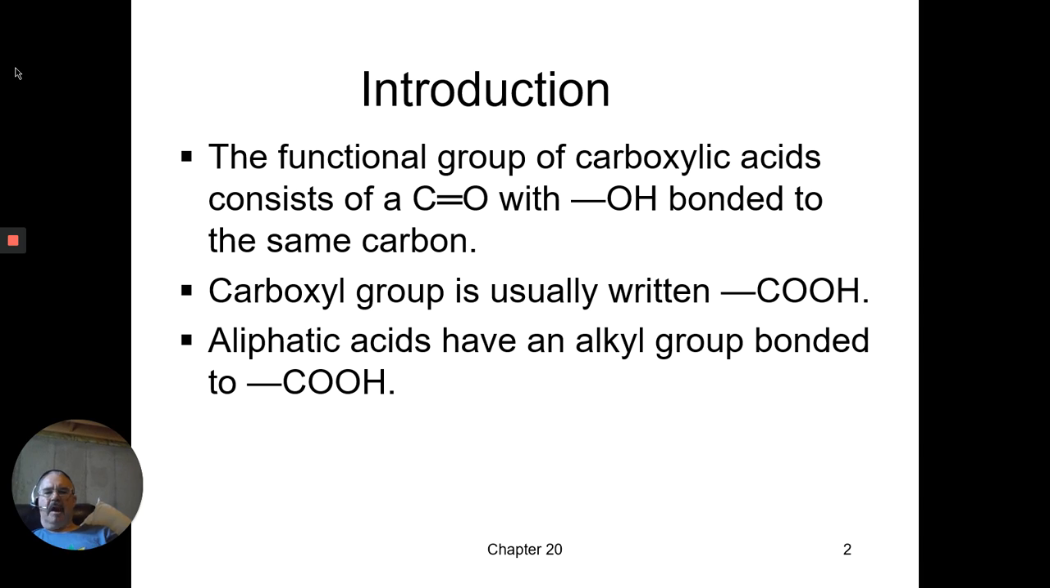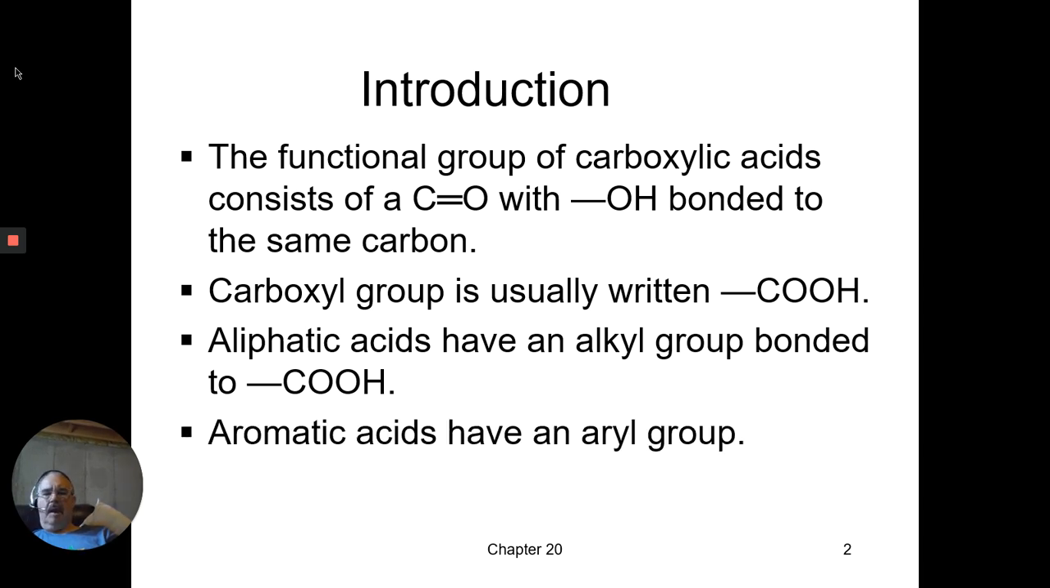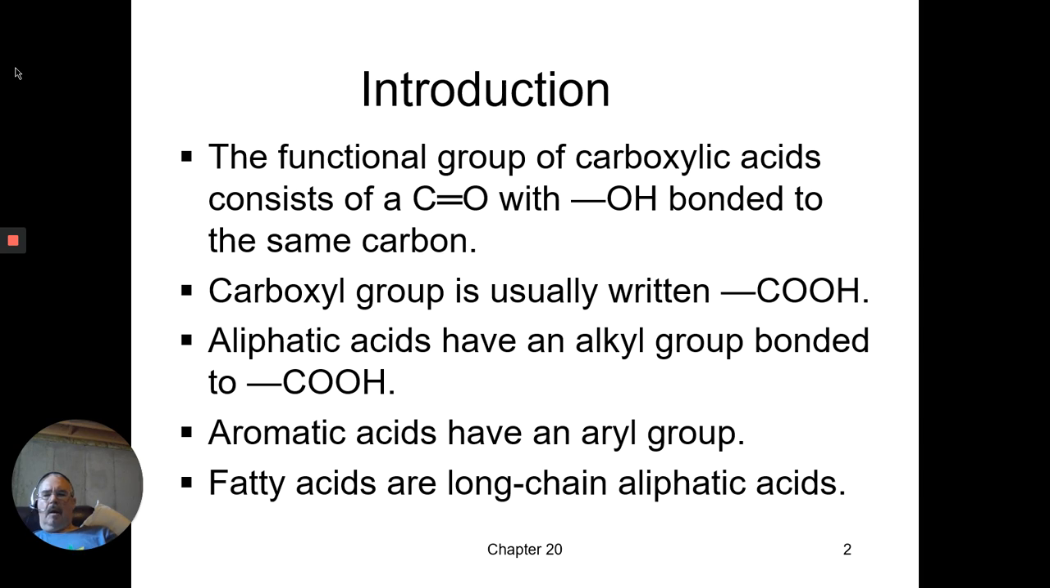Aliphatic acids have an alkyl group bonded to the carboxylic acid, and then aromatic acids such as benzoic acid will have an aryl group. A little bit later on in the semester, we'll talk about fatty acids, which are long-chain aliphatic acids.